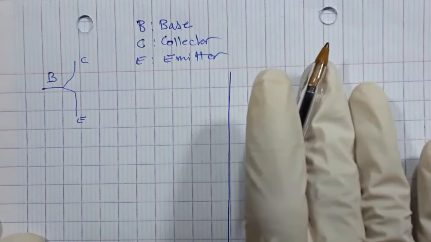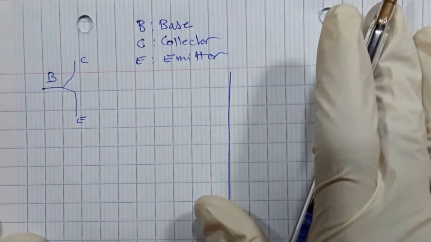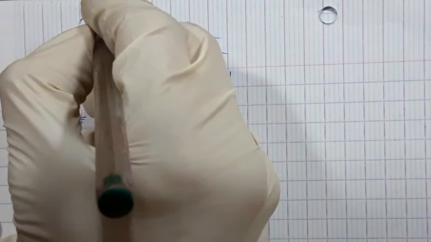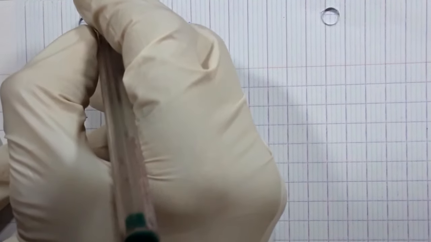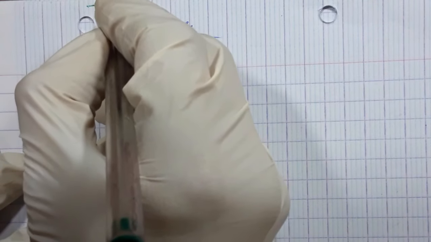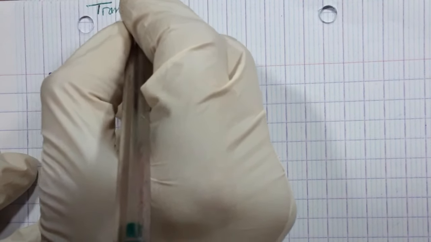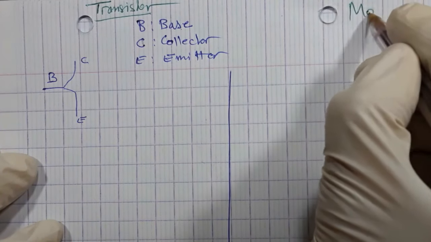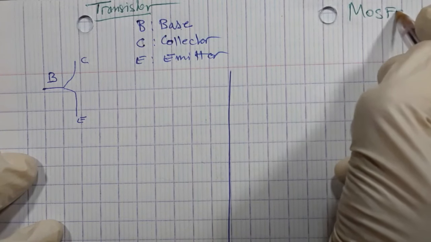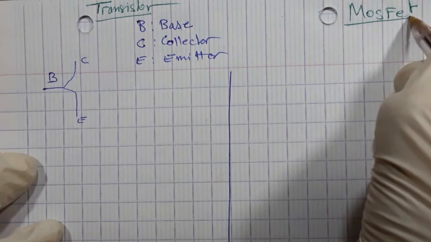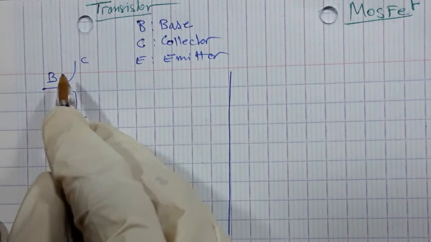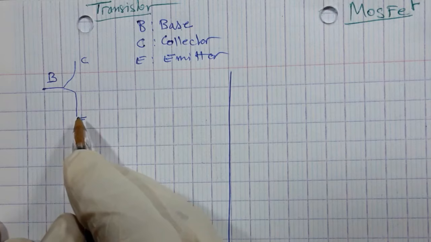Here we will leave this part for the MOSFET. Here for the transistor, and here for the MOSFET. So, as I told you, base, collector, and emitter.